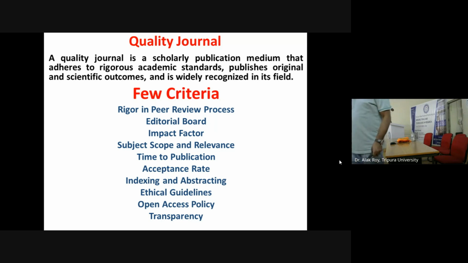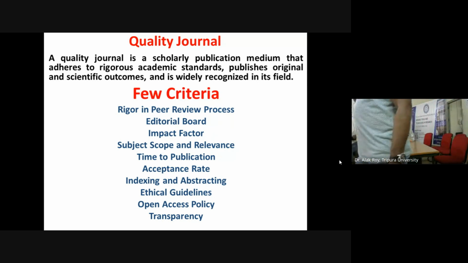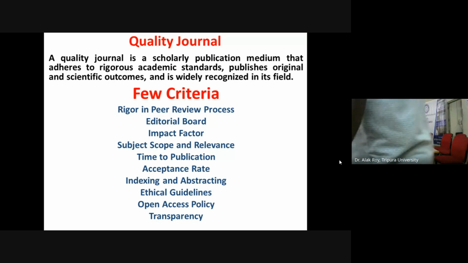Science tells something with valid data, some backup, other data which supports all these things. And based on that, science communicates and concludes. So when I am talking about this, this is science, scientific outcomes. And it is widely recognized in its field. That is a very important criterion you should always remember.